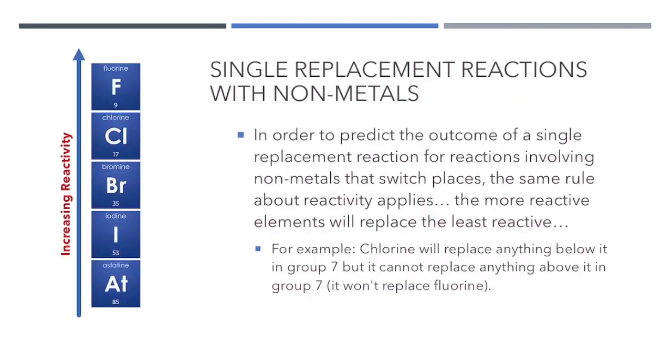The last thing that we want to talk about with single replacement reactions is that they can occur with nonmetals as well. And in order to predict the outcome of a single replacement reaction involving nonmetals that switch places, you just follow the same rules about reactivity. You just have to look at the periodic table to be able to see which one is more reactive than the other. For example, chlorine will replace anything below it in its group, but it can never replace fluorine because fluorine is more reactive than chlorine.